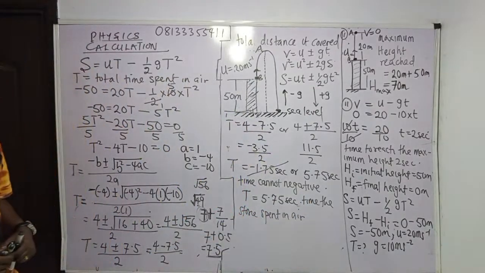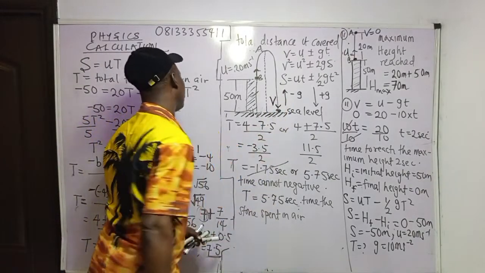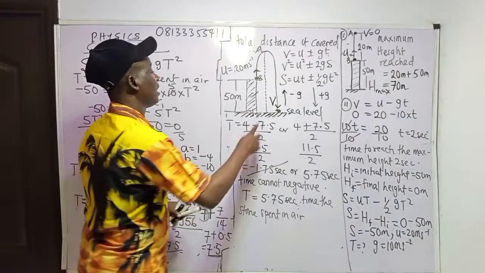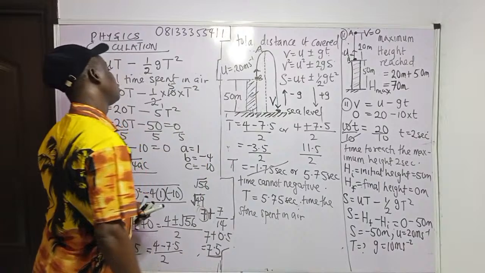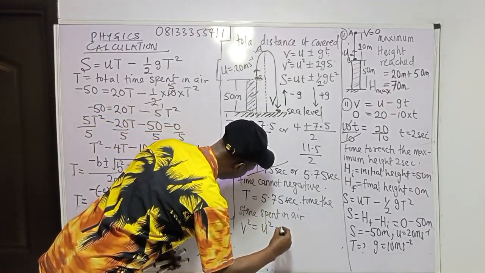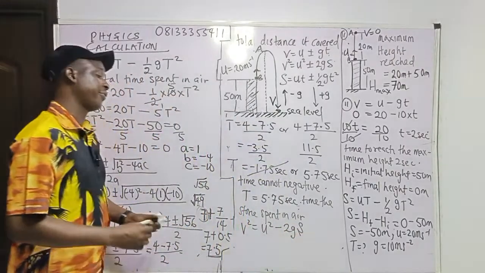Now, the last one is the velocity of touching the ground. That is the velocity of impact. So if you want to solve for the velocity of impact on the ground, what we are going to do is use this formula: V square equal to U square minus 2gx. That is the formula we are going to use.